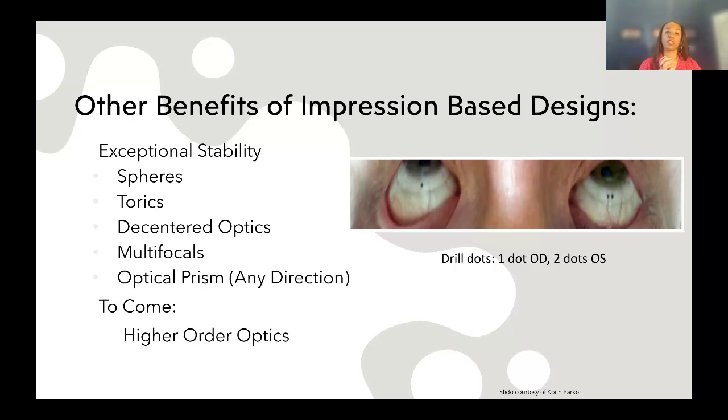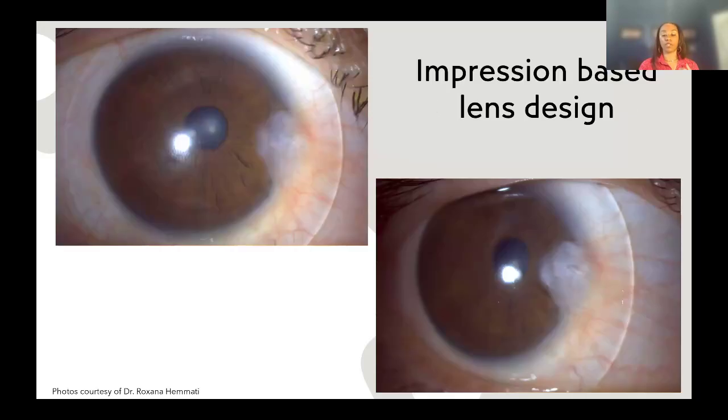Fantastic for multifocals. If you're like me, I really don't love fitting scleral bifocals unless it is done with an impression-based design. Otherwise, they can be time-consuming and tricky. We can also put optical prism in any direction in this particular lens, and then to come, we'll have higher order aberration correction. So this is what that lens looks like on this patient's eye. I mean, this is beautiful. I was so proud that this technology was able to accomplish this kind of lens design for the patient. He sees well, he sees 20/15 out of this lens, and he can wear it all waking hours comfortably.